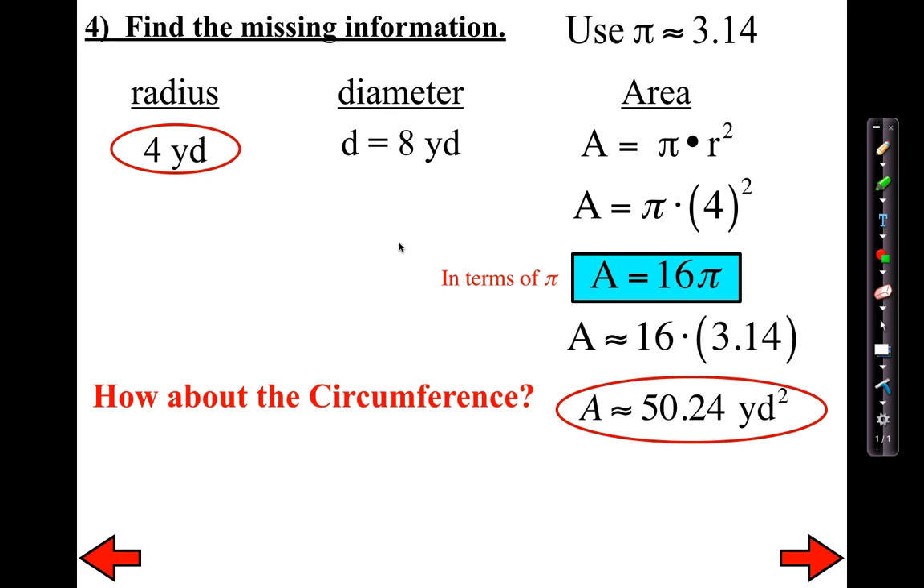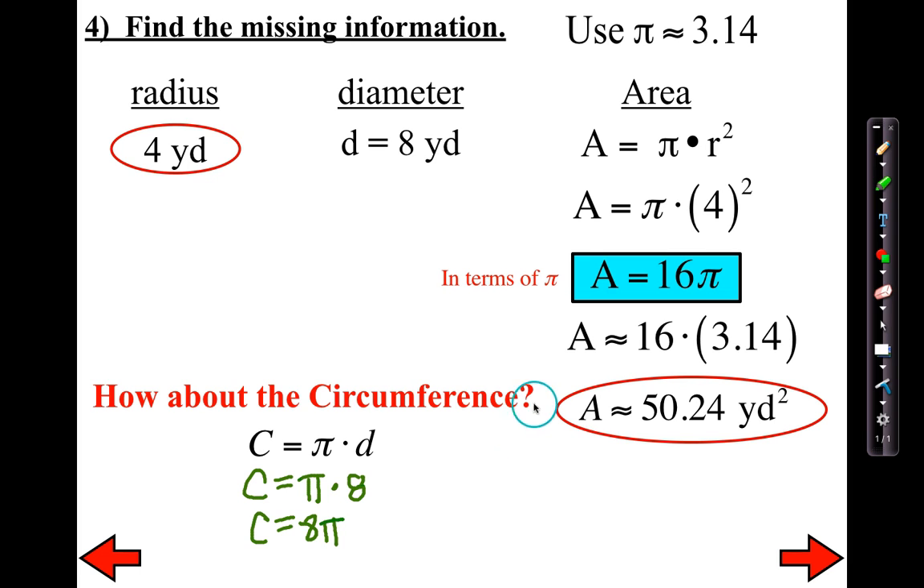So what about the circumference? Let's not forget about the circumference. Now, we need to remind ourselves what the formula for the circumference is. It is C equals pi times D. So in other words, circumference is pi times the diameter. So in this case, the circumference is pi times the diameter, which is 8. So circumference is 8 pi. That's going to be our answer in terms of pi.